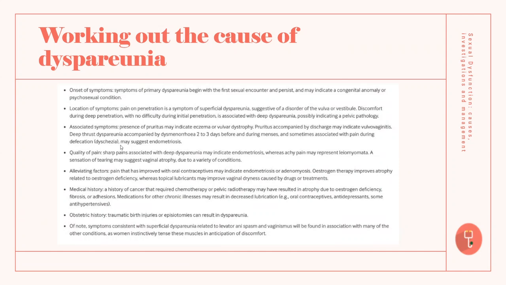Alleviating factors, so pain that improves with a contraceptive pill or a coil, for example, that's quite suggestive of something like endometriosis, because essentially what that does is it regulates your cycle. If you're on the progesterone-only pill, or you're tricycling your combined pills, you're not going to be having periods. And if that is what's helping them, it might be suggestive that they have something like endometriosis, which is to do with menstrual cycles.